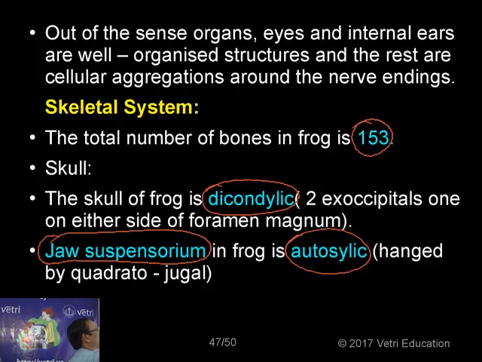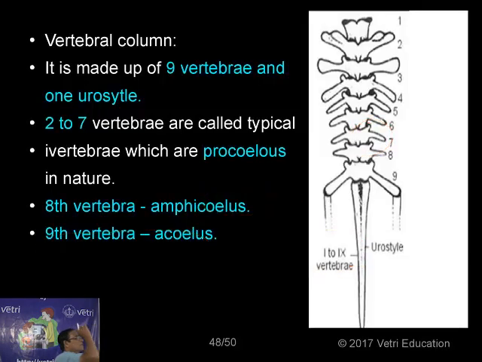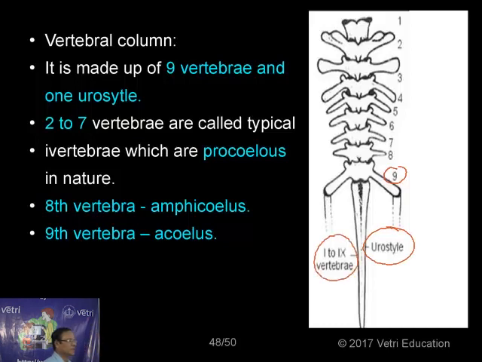That is called suspensorium. Now the vertebral column is formed of 9 vertebrae plus 1 urostyle, totally 10. You see that one? There are 9 vertebrae: 1, 2, 3, 4, 5, 6, 7, 8, 9. And then there is a long rod-like structure known as urostyle. So we have 9. What is the nature of the vertebrae?